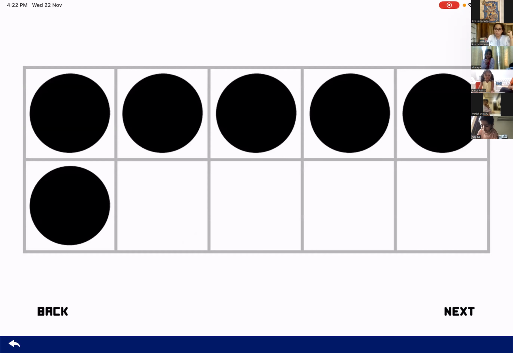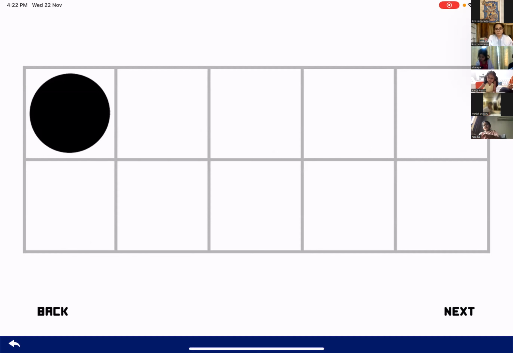This is 5 and 1. 5 and 1 is 5 fingers and 1 more finger. Which number is this? 6. Yes, quickly write it down. Next question. This is very easy.